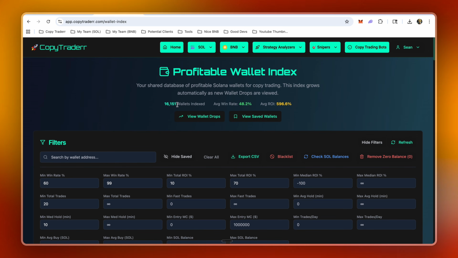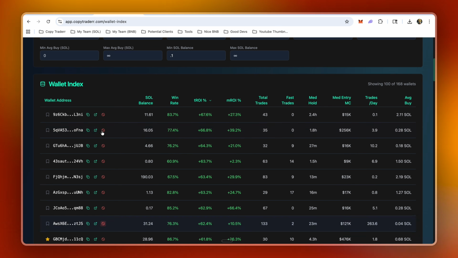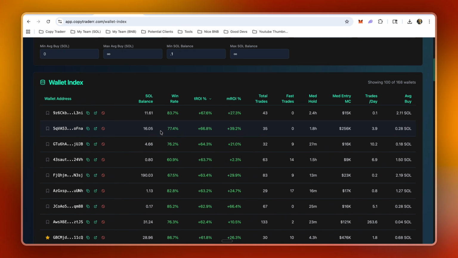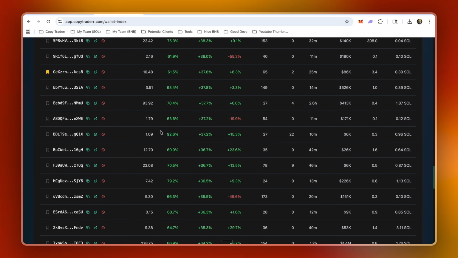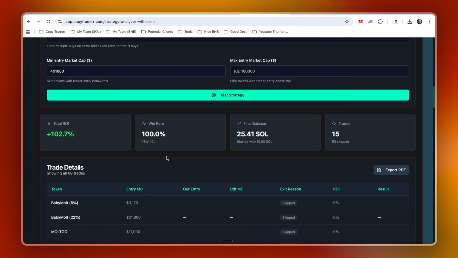Now you've got 16,000 profitable wallets here. So, I mean, let your imagination run wild. I checked one of them. You could go through here all day and find good, safe, low risk, high dip, high ROI strategies and make as much money as you want. So obviously I like this.